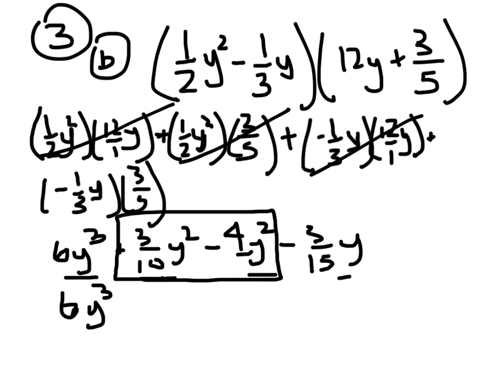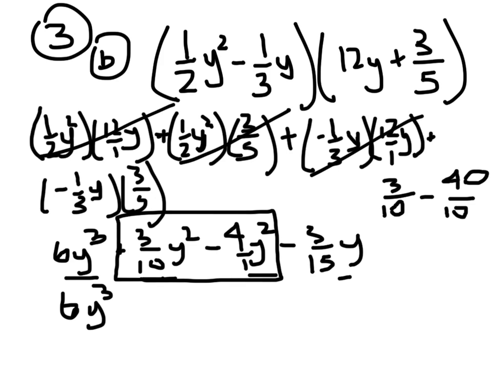So I need to get a common denominator, which would be 10. So the 3/10 is fine the way it is. But I need to subtract from that 4. Well, if I make the denominator of that 4 be 10, that means I really multiplied the denominator by 10, and I need to multiply the numerator by 10. So it looks like I'll get negative 37 over 10, so I'll have a negative 37 over 10 y squared.